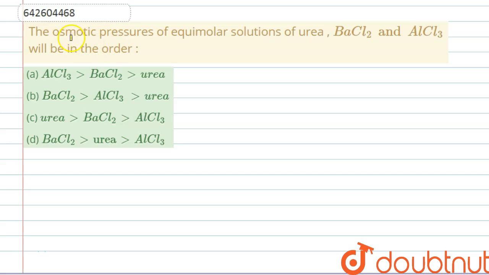Hello everyone, let's start this question. Now in this question we have to arrange the order of the osmotic pressures of the equimolar solutions of urea, BaCl2 and AlCl3. Now we know that the formula of osmotic pressure is represented by pi equals i into CRT.